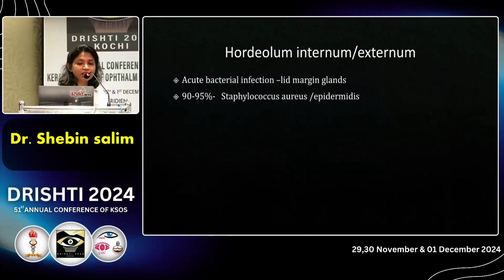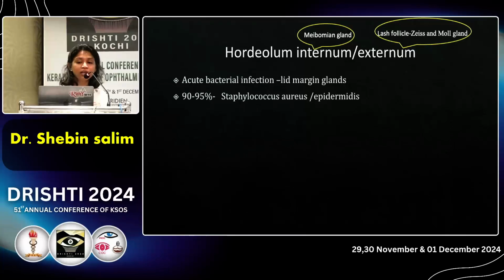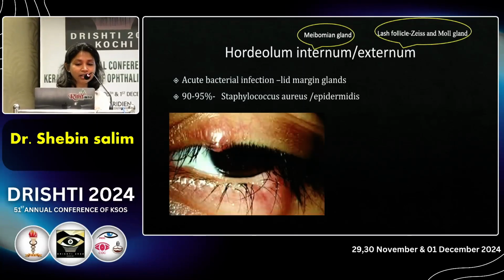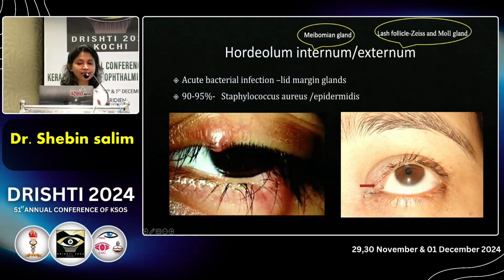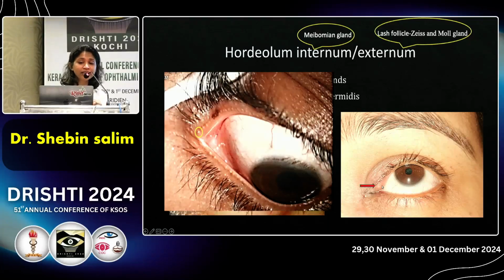Hordeolum internum and externum, this we all know. These are acute bacterial infections of the meibomian gland, that is internum, and the Zeis and Moll glands, that is externum. Here in the second picture we can see that there is pus pointing at the lash root. That is a classical sign of hordeolum externum. And in some cases of hordeolum internum, the presentation can be very subtle. Patients present with some mild pain and mild lid edema, and there will not be any classical feature of internum. But if we evert the lid and see the meibomian gland orifice, you will see some edema, erythema, and some purulent discharge from the meibomian gland.